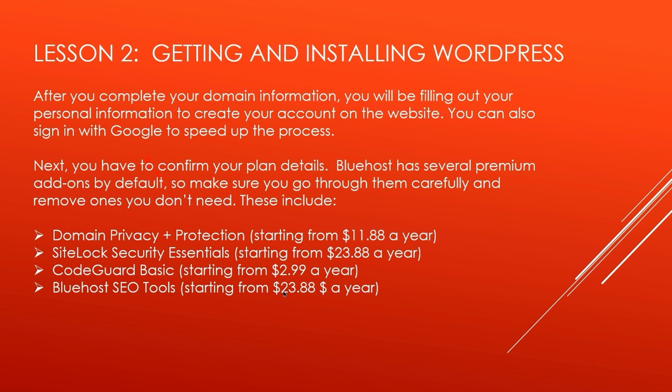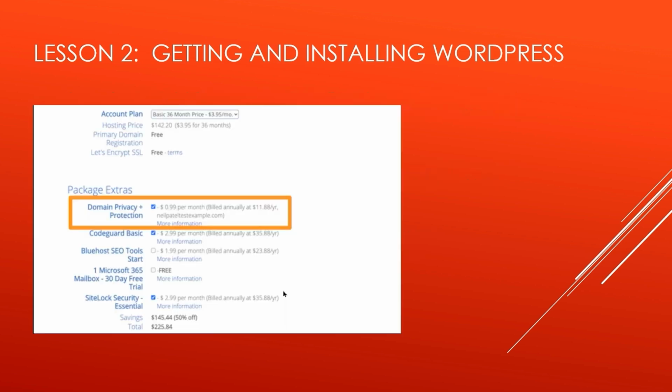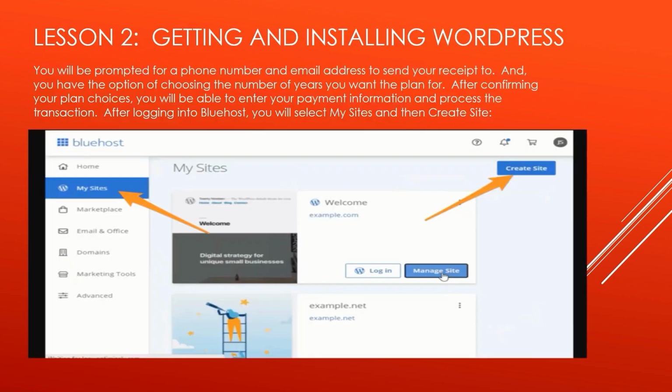Otherwise, they'll be included, and when you get to how much it's going to cost you, you're going to be like, what in the heck is going on? So this is the screen I'm talking about here, and this is just a screenshot from the internet. It's not mine. This is a screen, and you notice it has that domain, privacy, code guard basic, and site lock security checked. So the total at the bottom is reflecting that information as well.